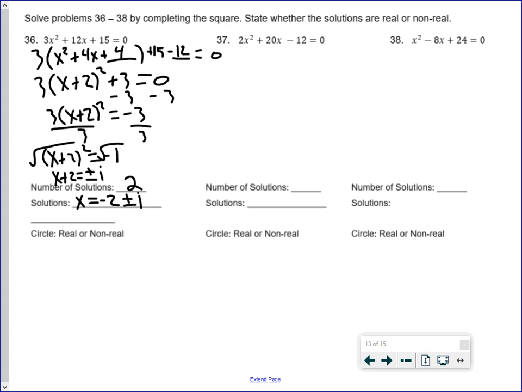And is it real or non-real? We see we have an i, so it's going to be non-real. We have an imaginary number. It's not going to be real. Okay? You do the same thing for 37 and 38. It's very similar. Just isolate the first 2 terms, factor out your a if you need to, and go from there.